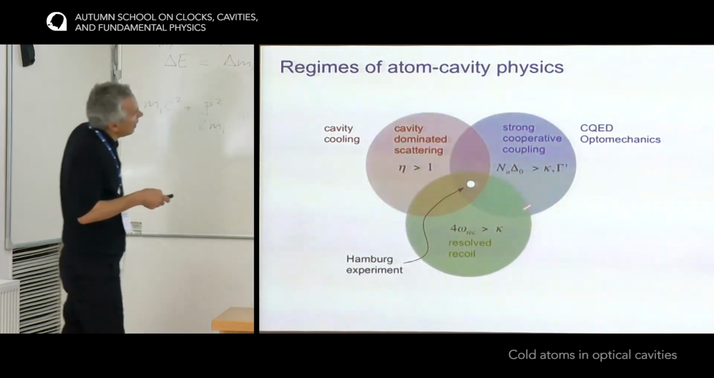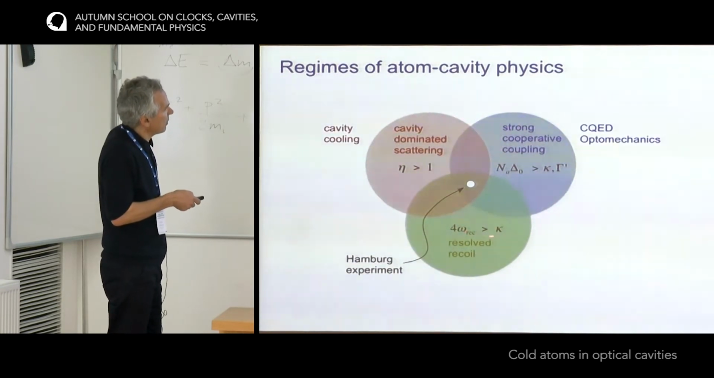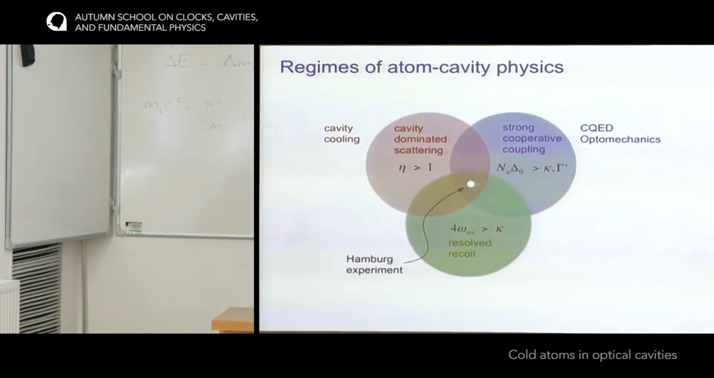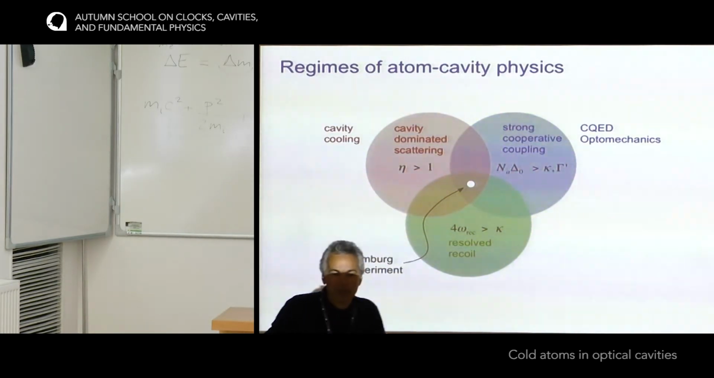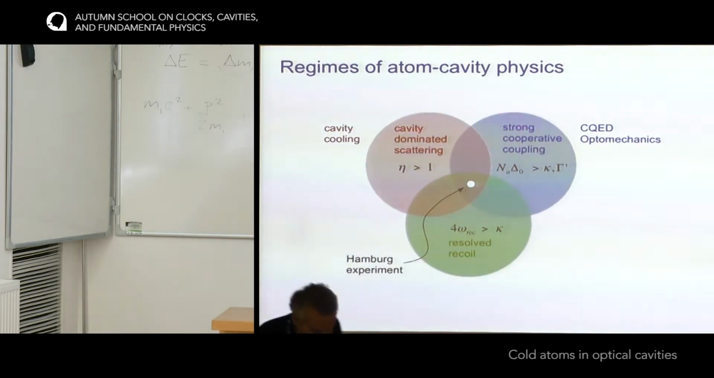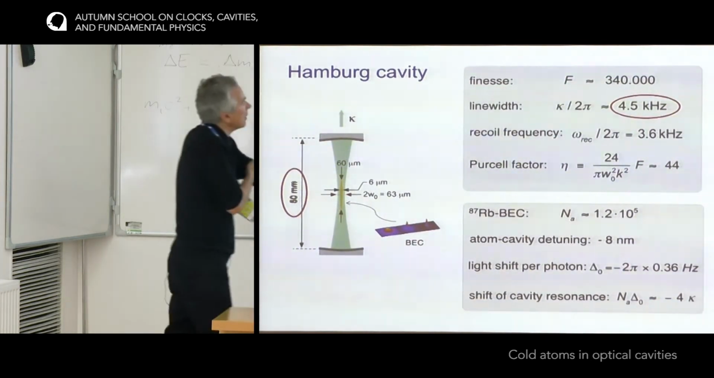And we also have the regime of resolved recoil, where 4 times the recoil frequency exceeds kappa. And we are in the center of this picture. Obviously, the picture is plotted in a way that we can be in the center here. So this is our cavity.